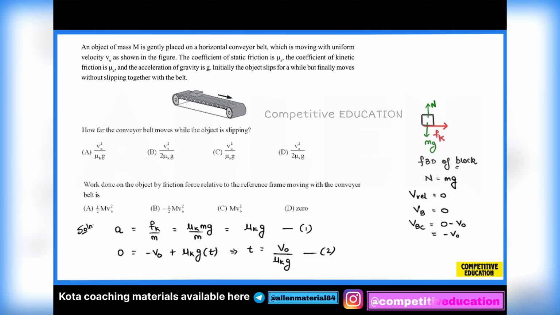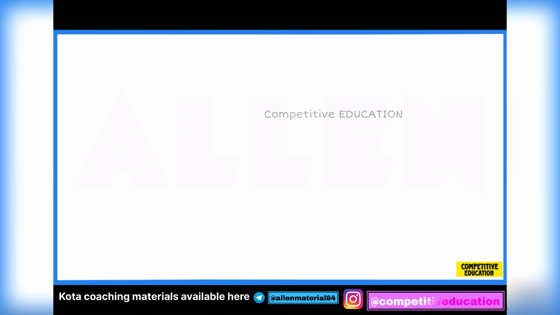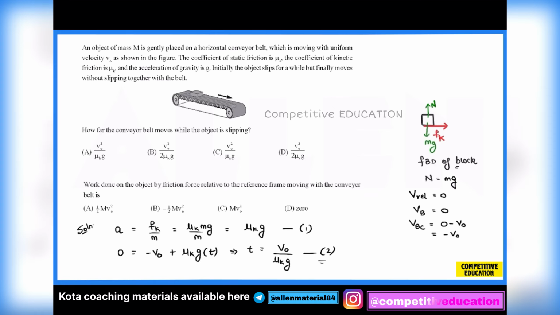Means for this time period this block is going to slip. Now I can find the displacement of conveyor belt. It will be velocity of conveyor belt into time. Now time I have calculated. What is the value of time? It is v0 upon mu k g. So it will be v0 square upon mu k g, which is in option A. So my correct answer is option A, v0 square upon mu k g.